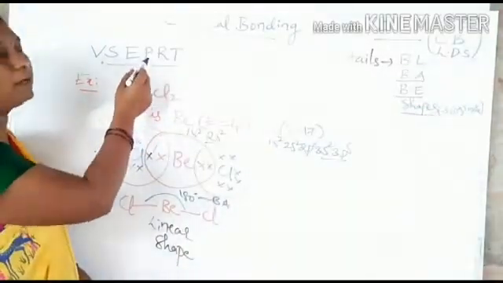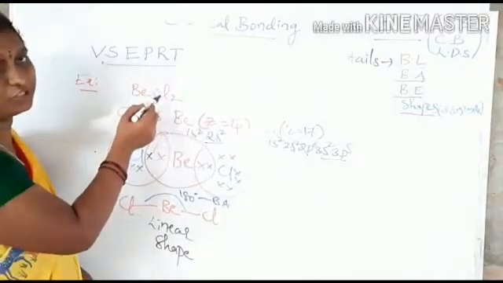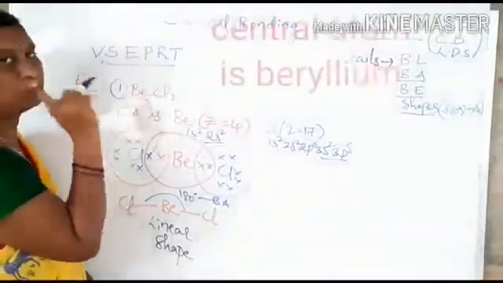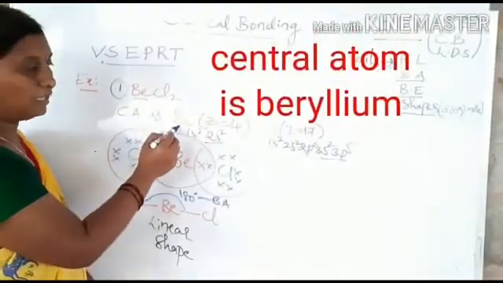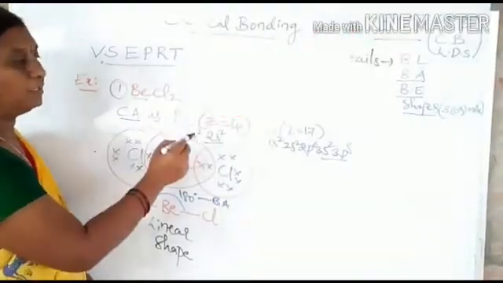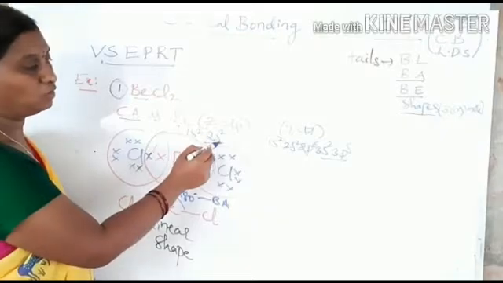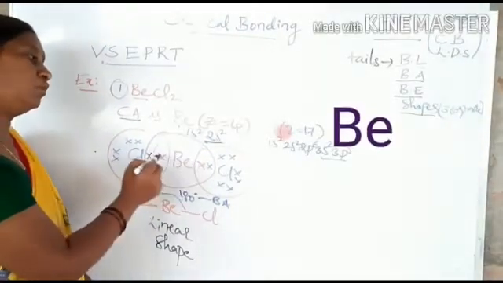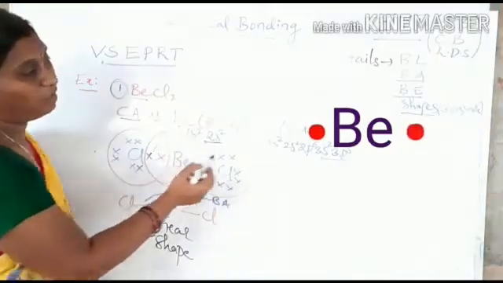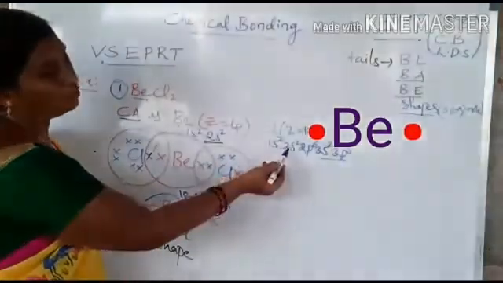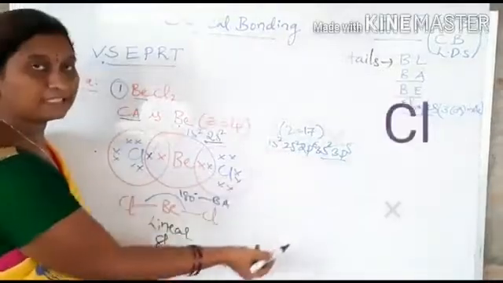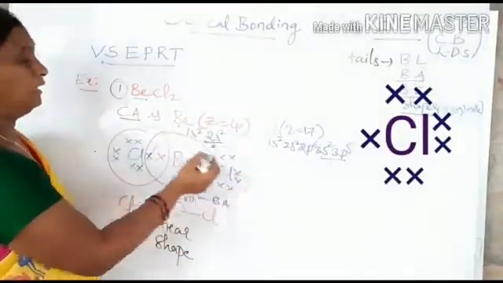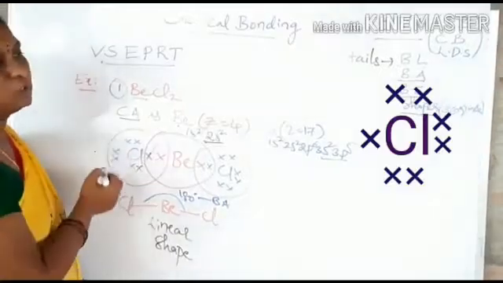We'll go for one example under valence shell electron pair repulsion theory. The first example is beryllium chloride. Here the central atom is beryllium, and its configuration is 1s2 2s2, so 2 valence electrons. The Lewis dot symbol is Be with 2 valence electrons shown by red ink. And chlorine's electronic configuration is 1s2 2s2 2p6 3s2 3p5, so 7 valence electrons shown like this as Lewis dot symbols.